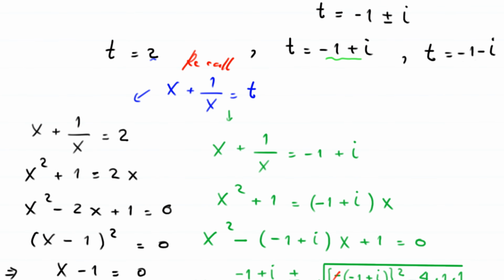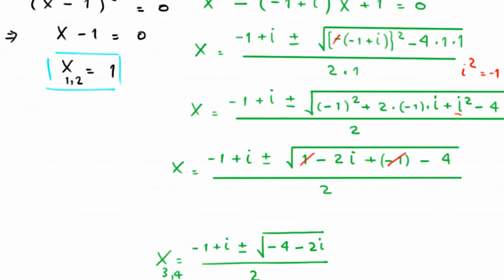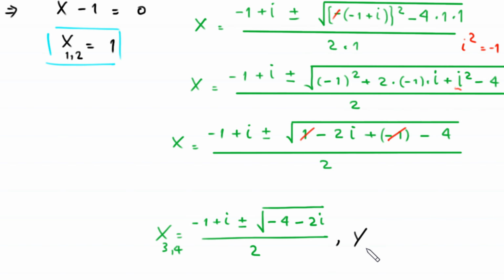Now when t is equal to negative 1 minus i, since this negative 1 minus i is a complex conjugate of this negative 1 plus i, so we get fifth and sixth value of x is equal to negative 1 minus i plus or minus square root of complex conjugate of this negative 4 minus 2i, that is negative 4 plus 2i divided by 2.